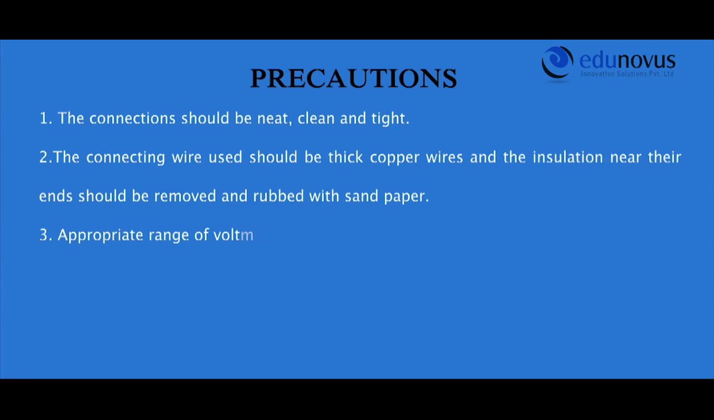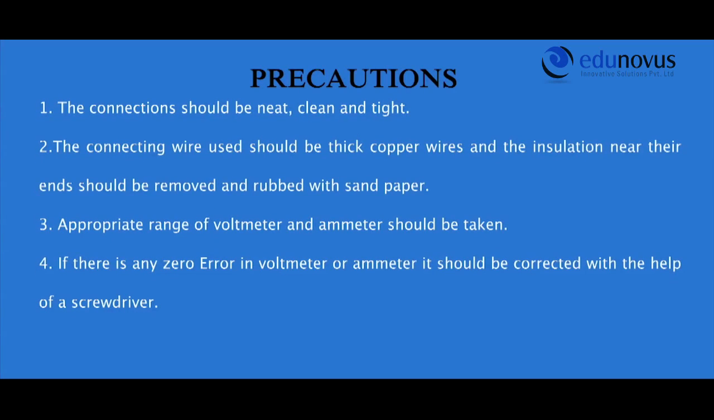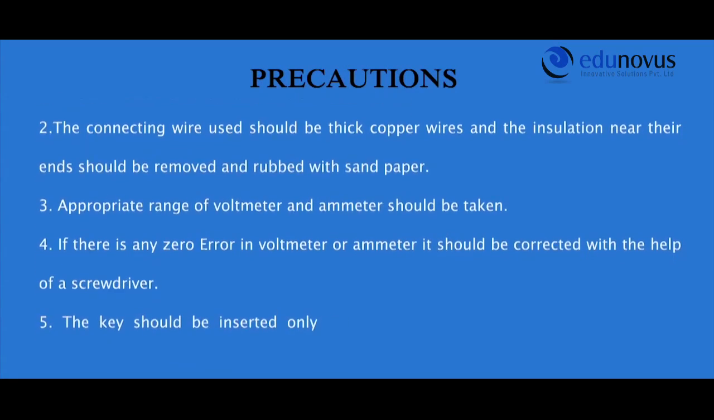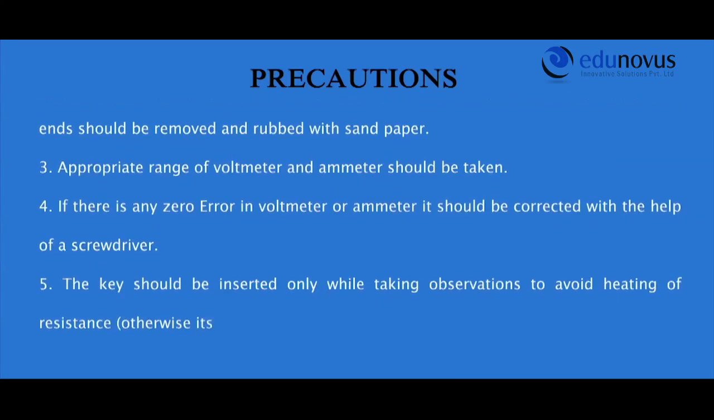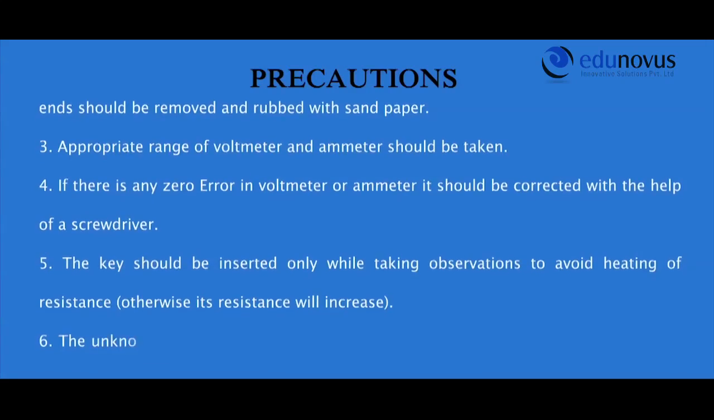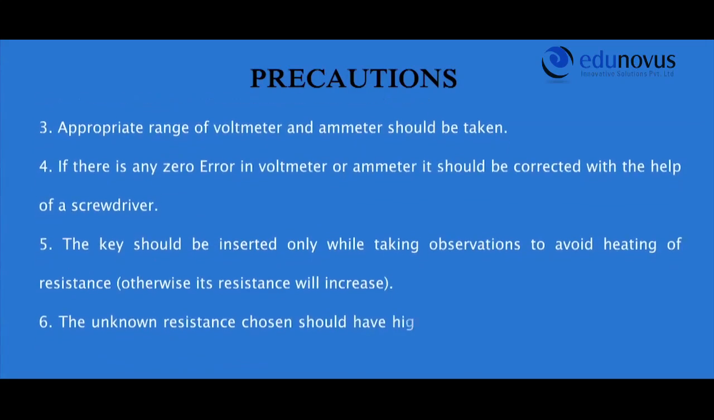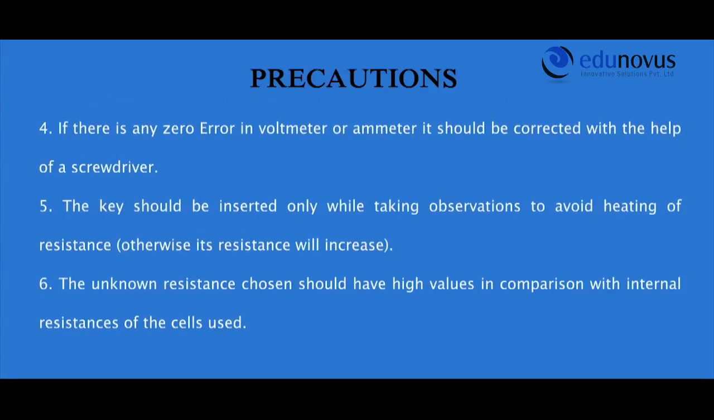Appropriate range of the voltmeter and ammeter should be taken. If there is any zero error in the voltmeter or the ammeter, it should be corrected with the help of a screwdriver. The key should be inserted only while taking the observations to avoid the heating of resistance. Otherwise, its resistance will increase. The unknown resistance chosen should have high values in comparison with the internal resistances of the cells used.